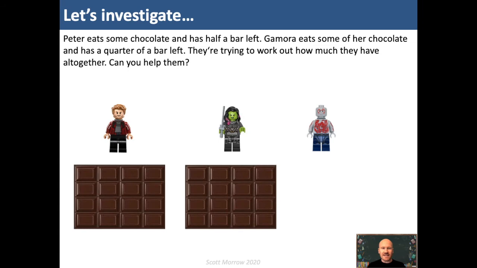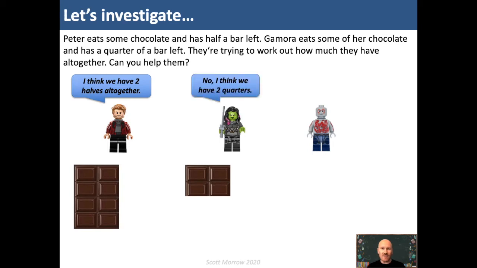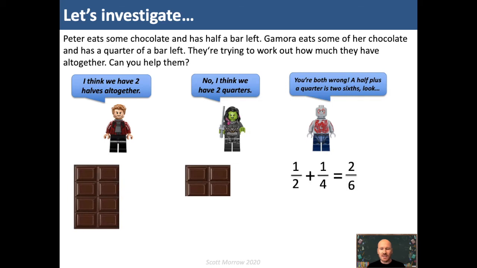It's time to get investigating with a partner. Here we've got Peter and Gamora, and they each started with a whole bar of chocolate, however they've eaten some. Peter eats some chocolate and has half a bar left. Gamora eats some of her chocolate and has a quarter of a bar left, and they're trying to work out how much chocolate they've got altogether. Can you help them? Now Peter's saying, I think we've got 2 halves altogether. Gamora's saying, no, I think we've got 2 quarters altogether. And Drax is saying, you're both wrong. A half plus a quarter is 2/6. Look, and you can see there, he's performed a calculation where he's added 1/2 plus 1/4 to get 2/6.